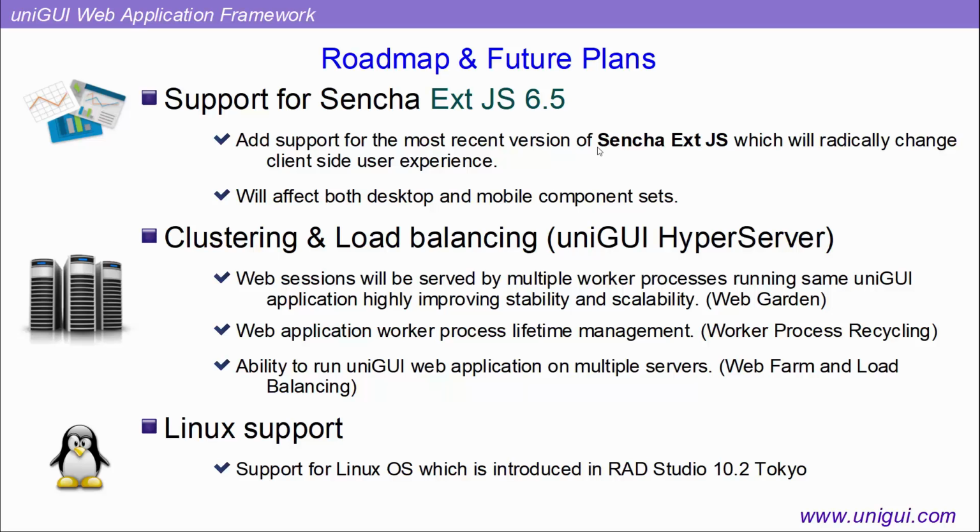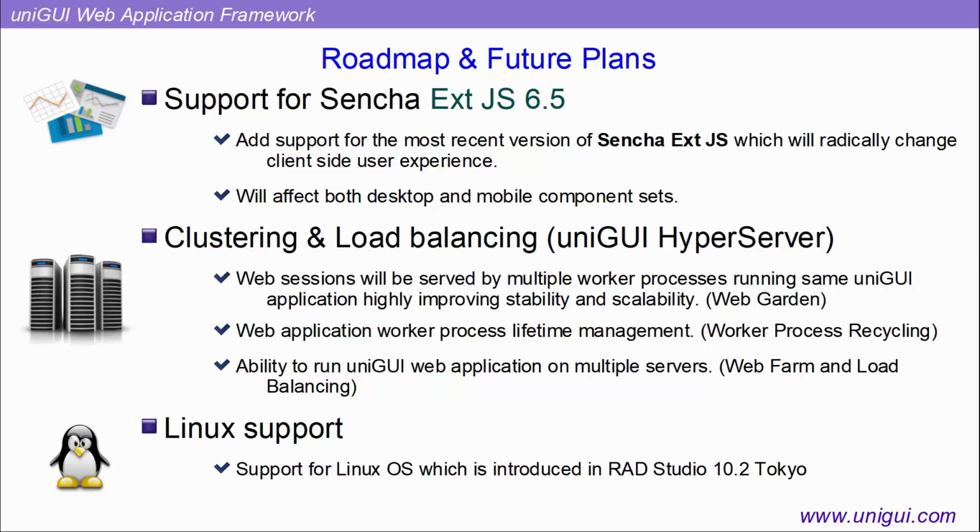At this point, I think it is time to talk a bit about our roadmap and what we are planning for the future. The first task is to add support for Sencha ExtJS 6.5. ExtJS 6.5 is the most recent version of ExtJS, and it includes many new features and improvements over version 4.2, which is currently used in UniGUI. I believe that many UniGUI developers are already anticipating this version, and we are late at doing this. So this is one of our high priority tasks.